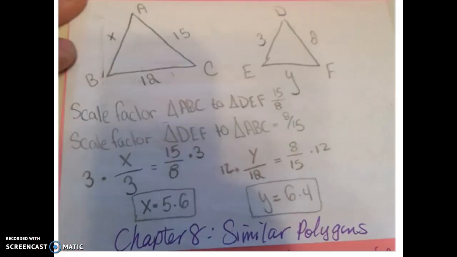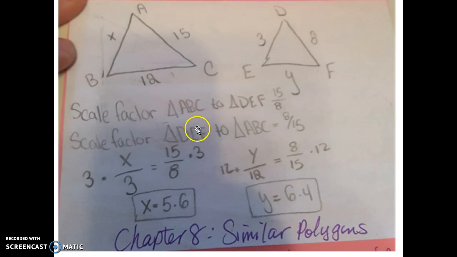Down below on the next section for similar polygons, I wanted to give you some examples. So go ahead and draw the triangles ABC and triangle DEF. And then when you have them drawn, press play so you can continue writing down the notes.